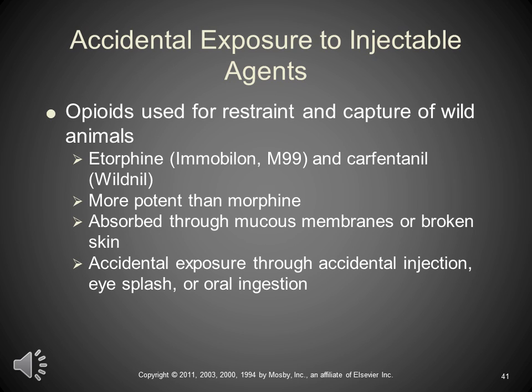We don't worry that much about the accidental exposure to injectable agents in our profession. One of the biggest ones is certainly opioids, and opioids are used occasionally for the restraint and capture of wild animals. Etorphine and some others, Immobilon, Wildnil, however you want to pronounce it, are used. These guys are far more potent than morphine. They are absorbed through mucous membranes, broken skin, accidental injections, oral exposure. If it gets in or on your body, these guys are terrible. They can be deadly in large enough amounts.